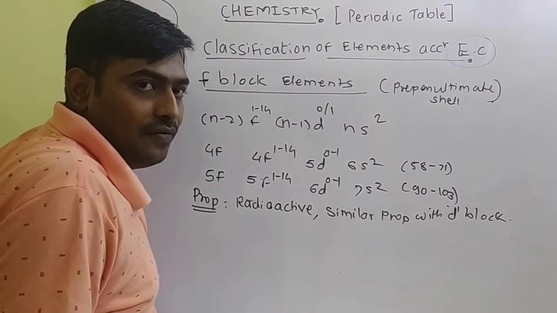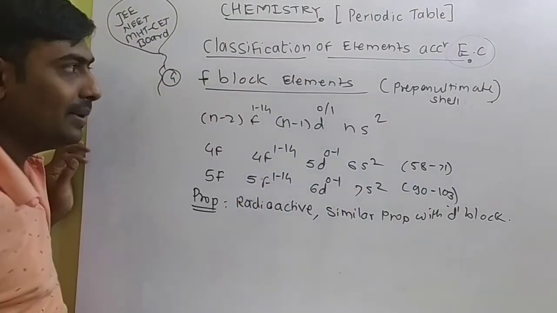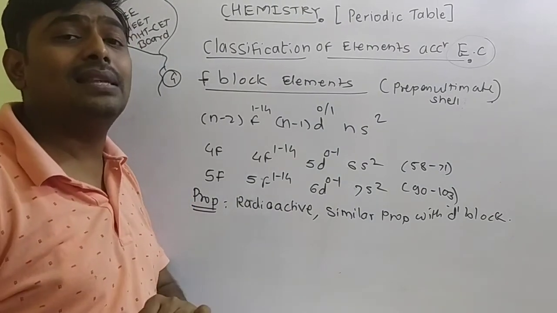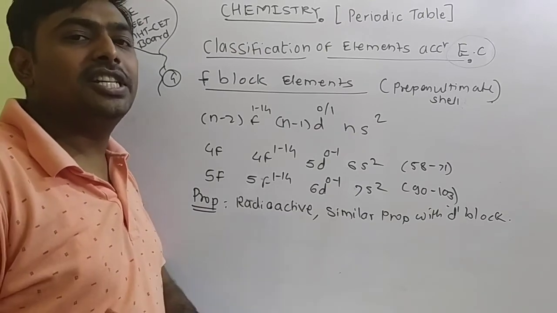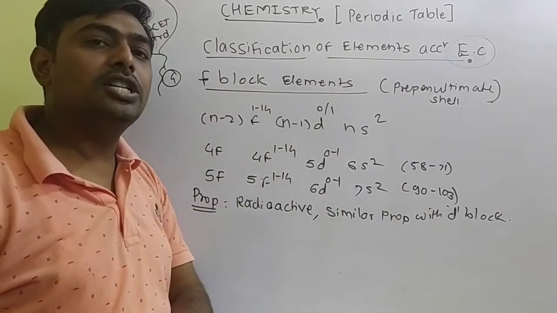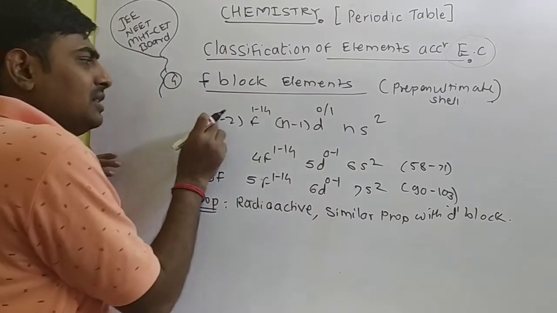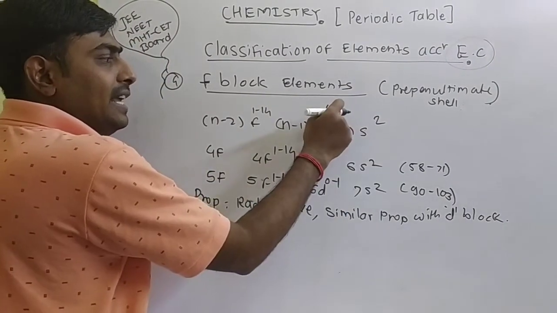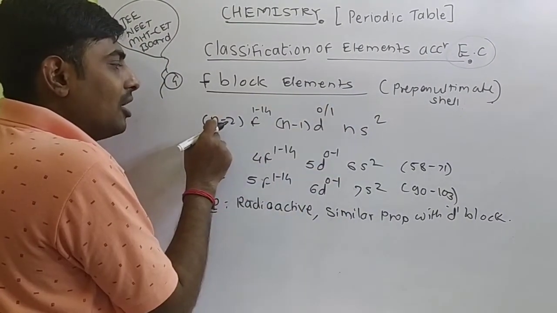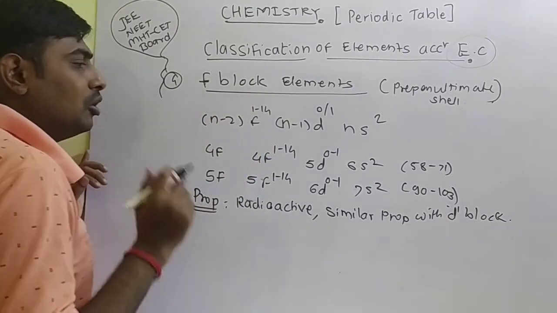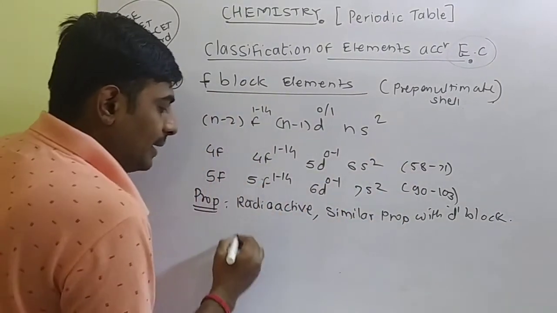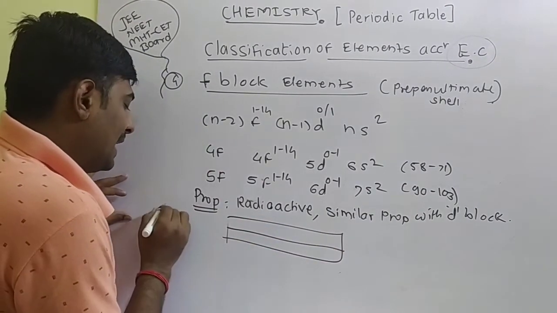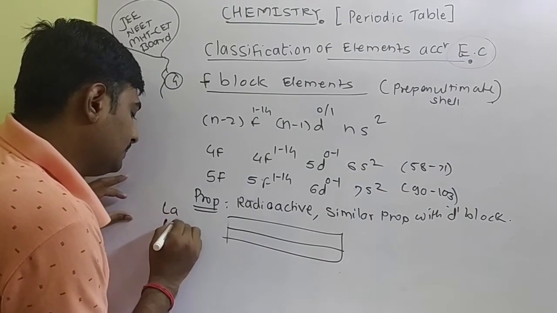Fourth one, classification of elements according to the F orbital, or F block elements. So what is meant by F block elements? The elements whose last electron, whose valence electron, enters the pre-penultimate shell are called F block elements. Generally they show this type of electronic configuration: ns2, (n-1)d 0 or 1, (n-2)f 1 to 14. F block elements contain two horizontal series, the lanthanide series and the actinide series.